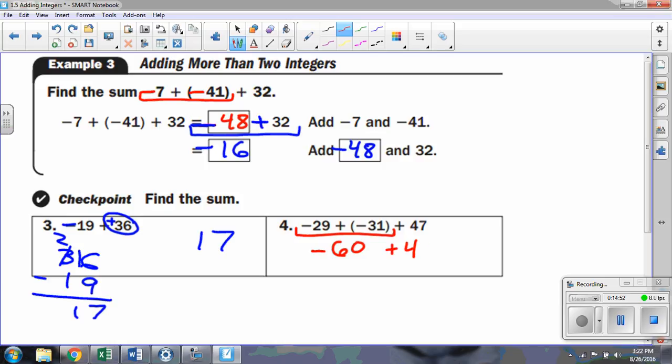Next, we have to do negative 60 plus 47. Is this adding or subtracting now? Subtracting because they're different. One is negative, one is positive. And so we'll take 60 minus 47. That does give us 13. And so is this a positive 13 or a negative 13? Negative. Because negative 60 was the bigger number, we got negative 13. And we're done.